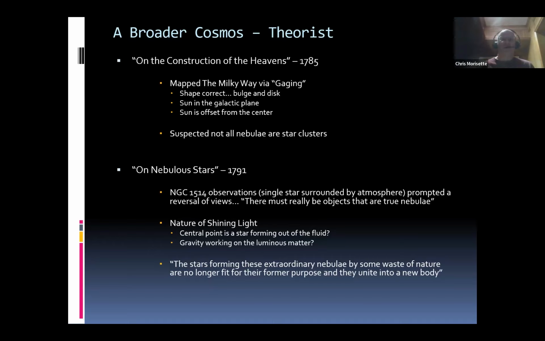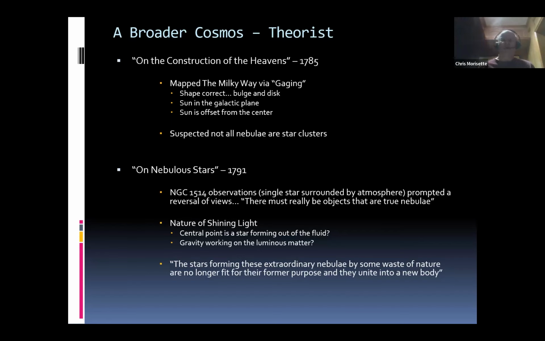In earnest, there was a planetary nebula called NGC 1514, and it was a single star surrounded by an atmosphere, and he couldn't quite sort it out in his mind. And he came to the conclusion eventually that there really must be objects that are true nebulae. So really beginning to touch on a key thing here.